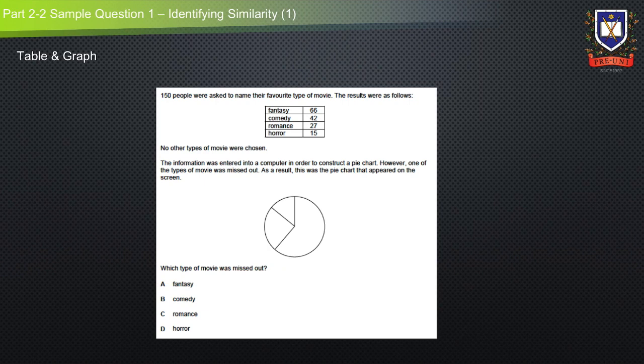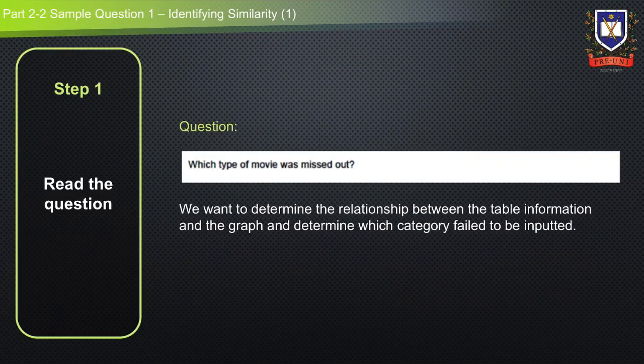This question falls in the identifying similarity question category, as this question requires students to identify similarities between the information in the table and the information in the pie chart, and answer the question by using the process of elimination. Then let's apply the general approach method to solve the question.